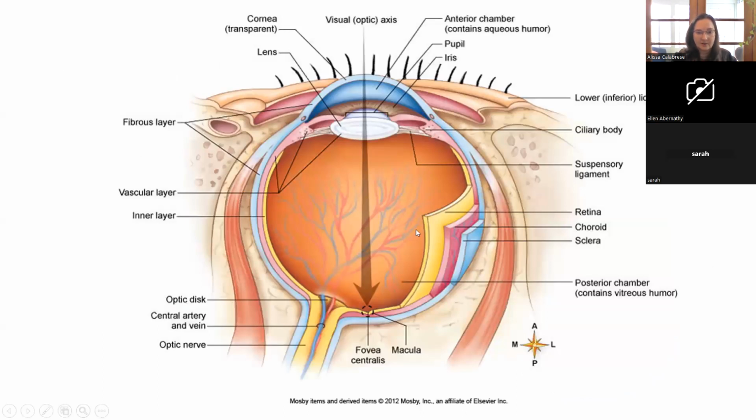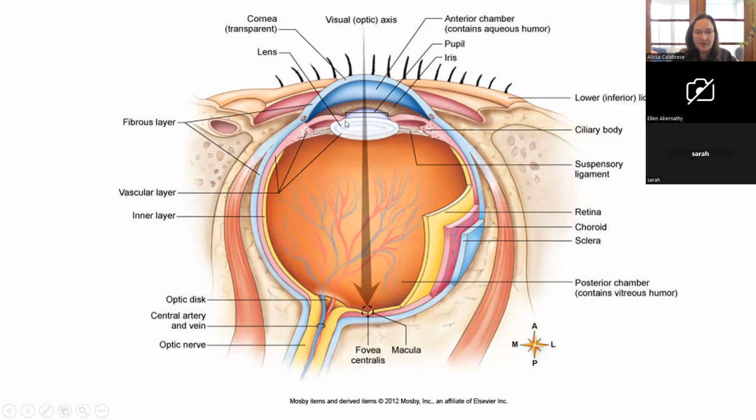Okay, so here's another look at those 3 tunics. So fibrous tunic, vascular tunic, and then the innermost one is the nervous tunic. And we can see that the cornea, this outermost part, is going to be clear, allowing light to pass through. Light's then going to go through the pupil. The pupil is just the absence of a structure. It's basically a hole in the iris.